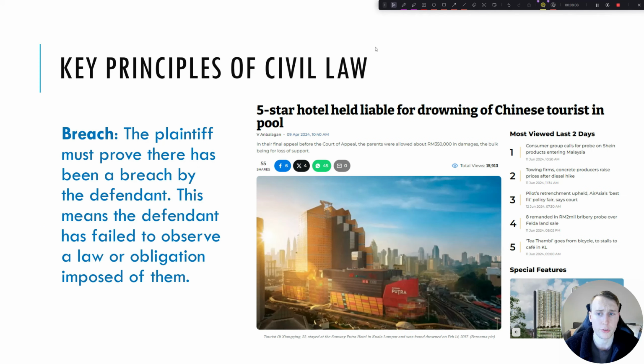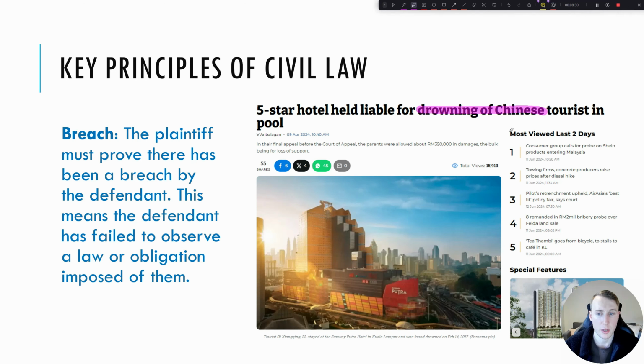So moving on to our first one is the breach. What's really straightforward about a breach is that we need to prove that the defendant has done the wrong thing. And by breach, we want to prove that someone has failed to follow a law or obligation, and as a result has caused some kind of harm. So in the example I've got here, it says 5-star hotel held liable for the drowning of a Chinese tourist in a pool. This particular lifeguard at this hotel was not a trained professional, and someone drowned as a result. So therefore the hotel would be found liable as they have breached their duty of care. They've done the wrong thing. They've failed to observe a law or an obligation. And as a result, we can see that harm has occurred.